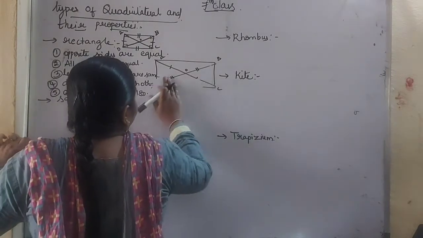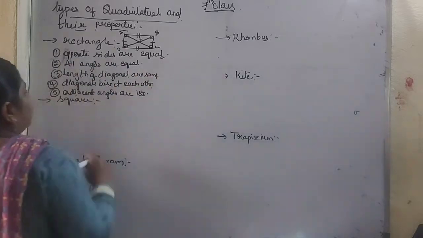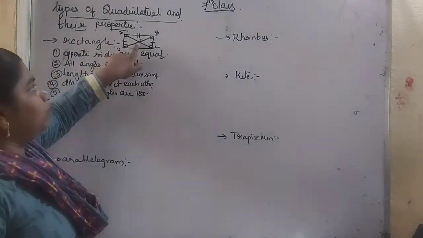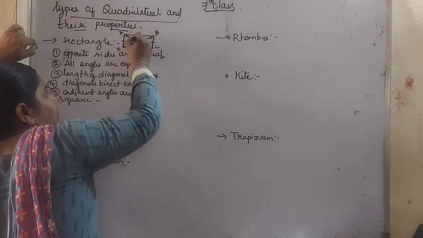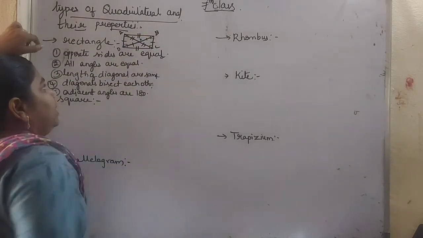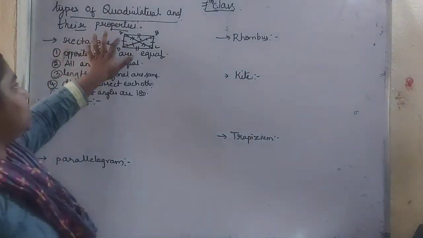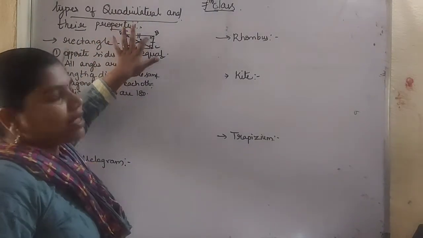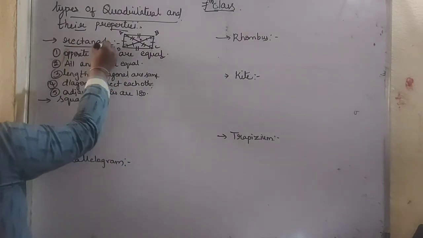So what are the properties of a rectangle? Opposite sides are equal. All the angles are equal. The lengths of the diagonals are equal. They bisect each other, that means the length of this one and this one will be equal, and these two will be equal. And the last property is that if you add two adjacent angles, it will always be 180 degrees. So these are the properties of a rectangle.